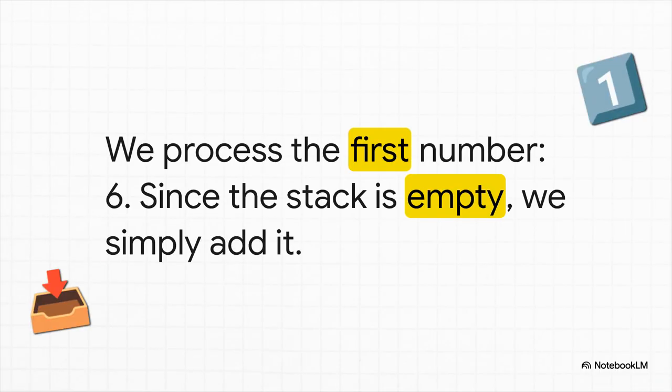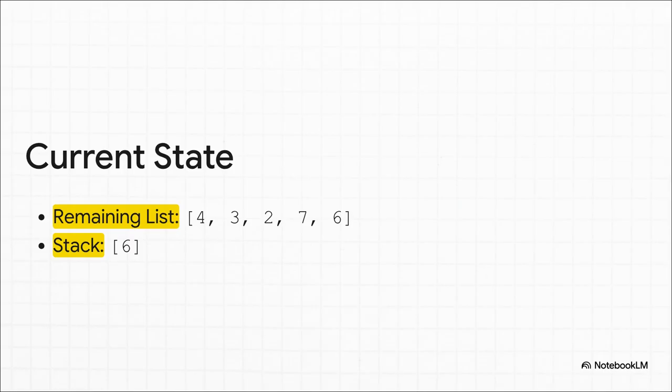We kick things off with the very first number in our list, 6. Now, since the stack is empty, there's nothing to compare it to, right? So the rule is simple. We just put it right onto the stack. Easy enough? Okay, so after that first step, our stack just has a lonely 6 sitting in it.